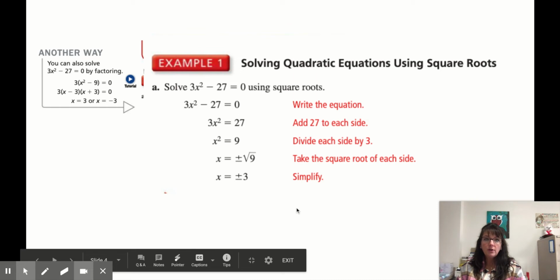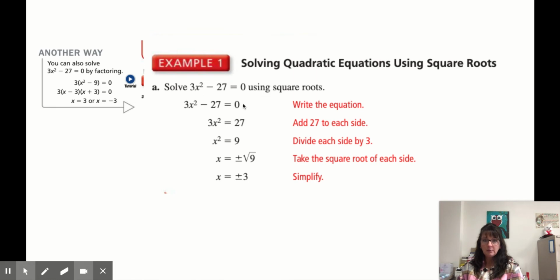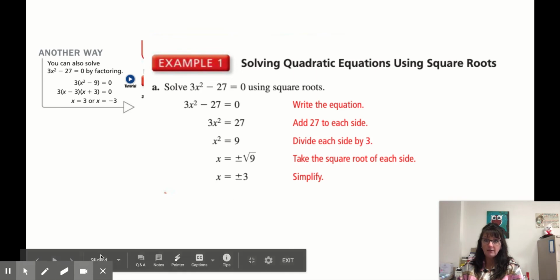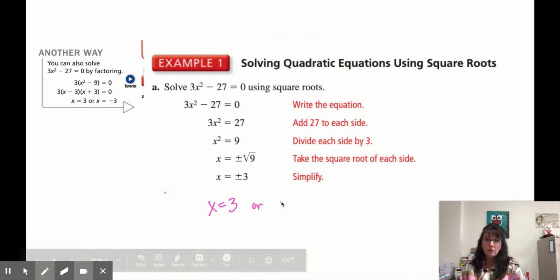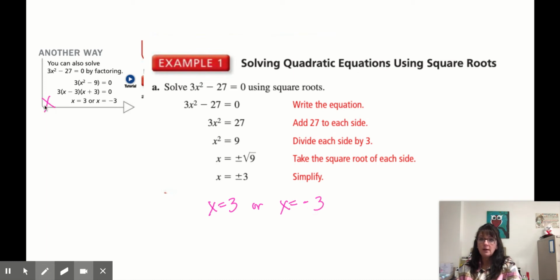When we solve quadratics using square roots, we can follow this example out of the book. We can add 27 to both sides. Then we would divide both sides by 3. We get x squared is equal to 9, and we can find that x is equal to plus or minus the square root of 9, which is plus or minus 3. So as solutions to this, x is equal to 3, or x is equal to negative 3.